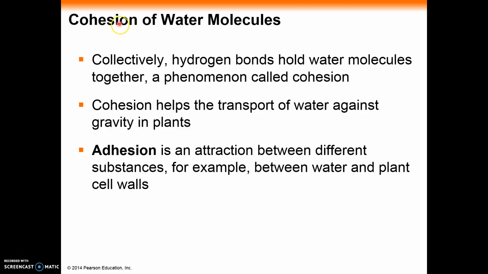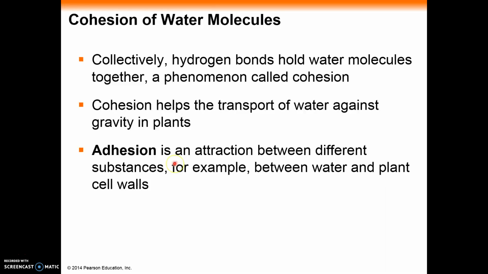So let's start off with cohesion of water molecules. Collectively, those hydrogen bonds hold those water molecules together. This is a phenomenon called cohesion. One of the things that cohesion can do is help transport water against gravity in plants. Another related principle here is adhesion, and this is the attraction between different substances, in this case for plants, between water and the plant cell walls.